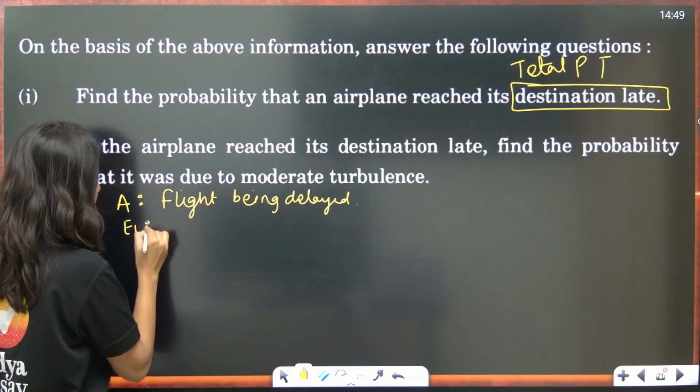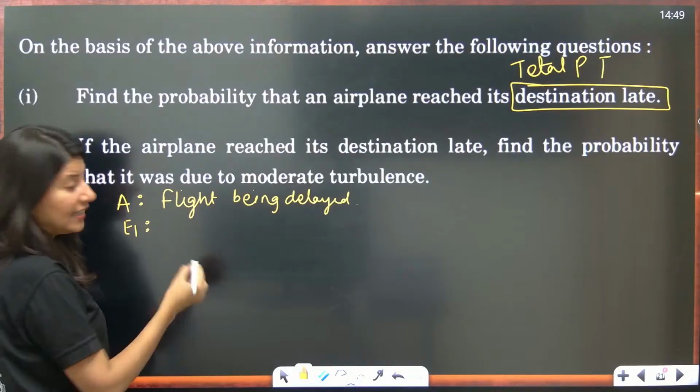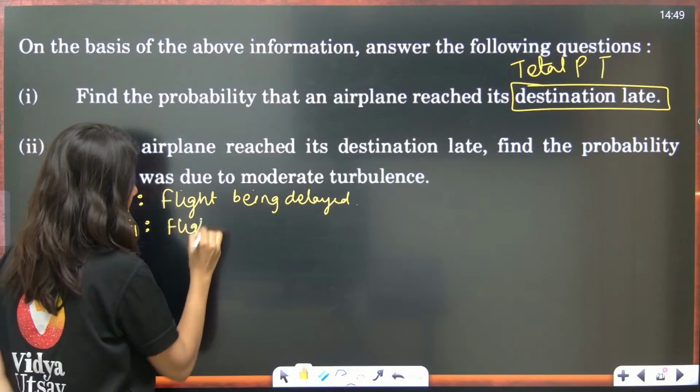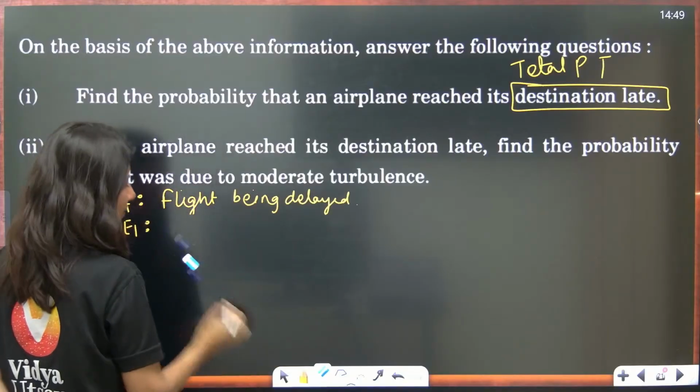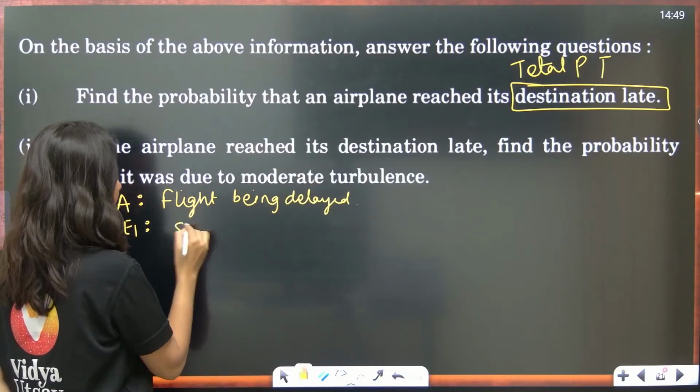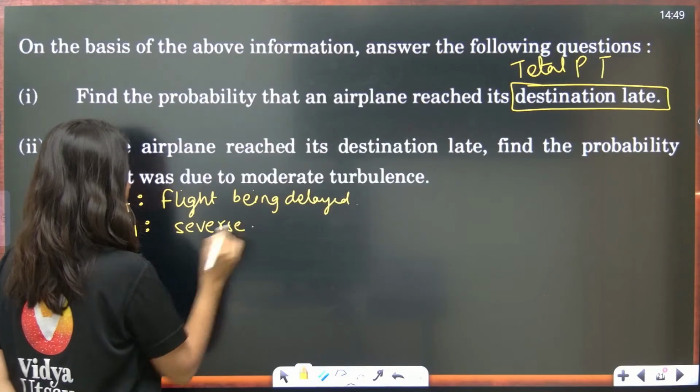E1 is the event that severe turbulence is getting formed. Severe.